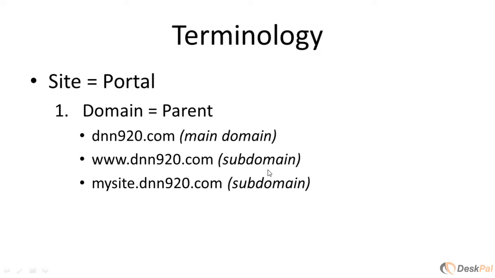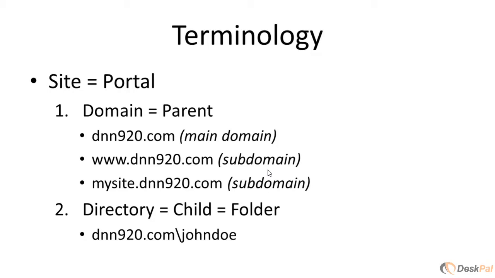Now, the second type of site is the directory site, or the child site, or the folder site. I have seen in the past all three terminologies used for directory sites. And here's an example, dnn920.com/John Doe. John Doe here is not a page on the site. John Doe is a directory site, which in the past has been called a child portal. And nowadays it's called a directory site. Now let's move to our real DNN site so we can see how we can create those on DNN's interface.